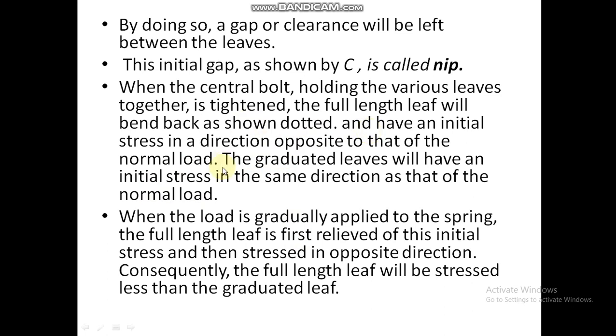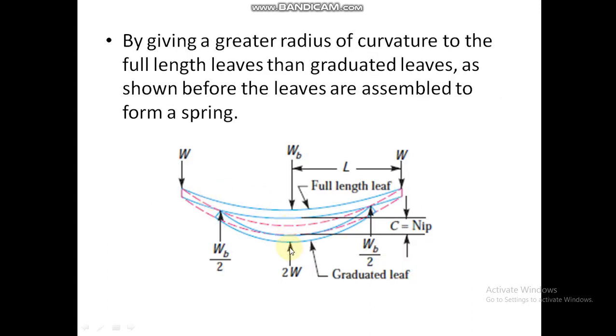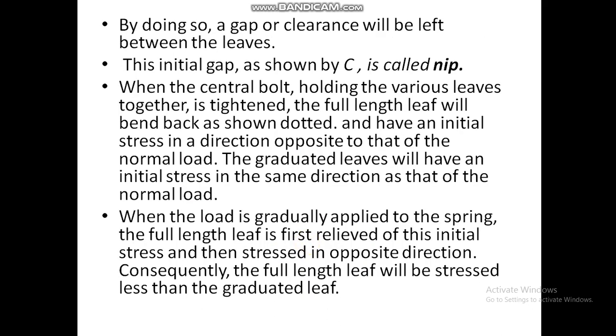The graduated leaves will have an initial stress in the same direction as that of the normal load, that is, in the upward direction, but the full length leaf has the stress opposite to the main stress. Therefore the main stress will be reduced by some amount. In this way we can balance the stress between the master leaf and the graduated leaves, and this phenomenon is called nipping.